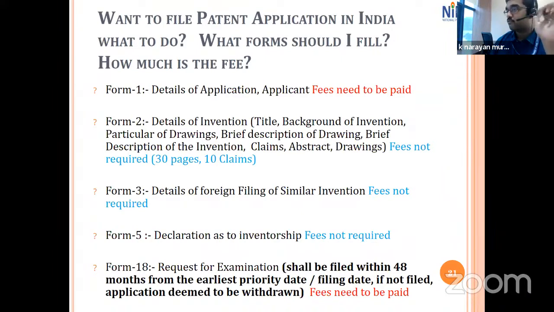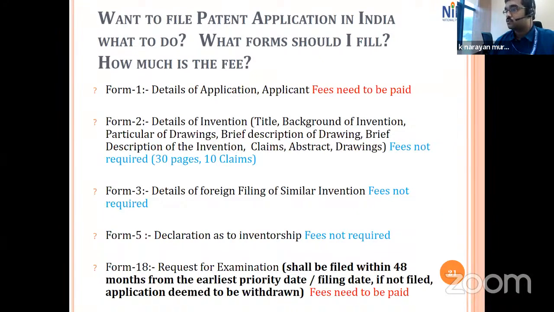Form 1, what is Form 1? Form 1 covers details of the application: applicant details, address for service, and proof of right. Those kinds of details are in Form 1. Form 2 is the details of the invention. This is the main part where you will describe your invention in words.